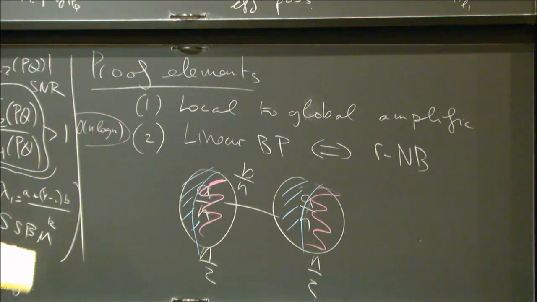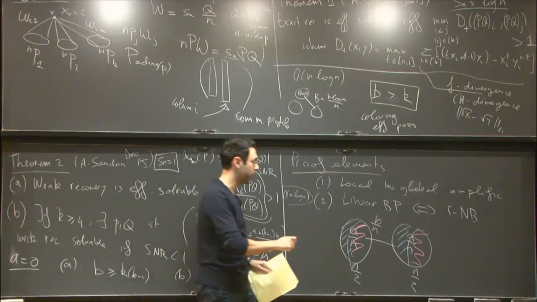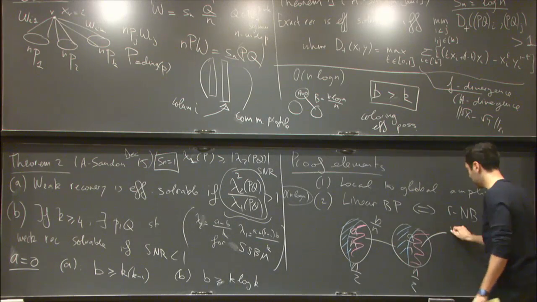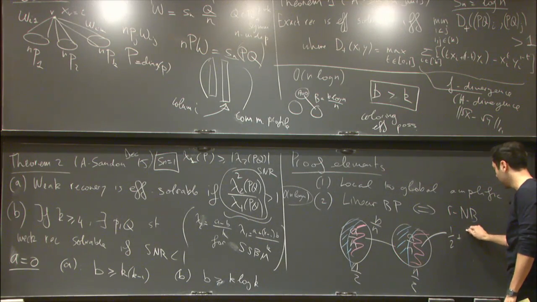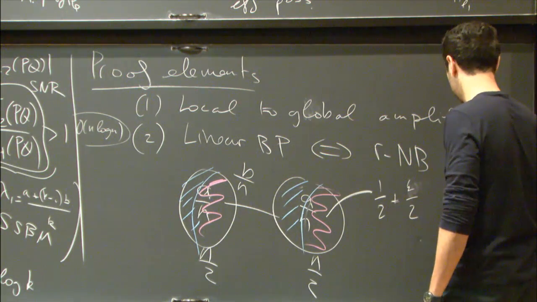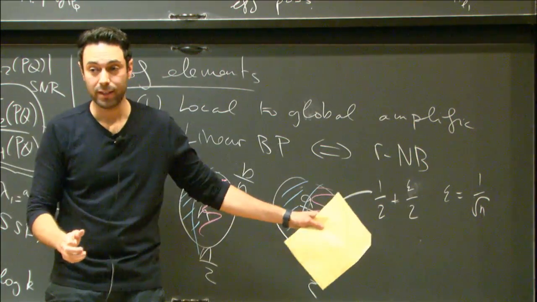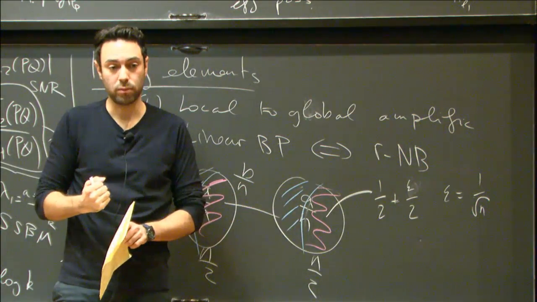So in other words, you can do a simple coupling argument. You could basically work with the same model where every node has a guess which is not half, which is half plus epsilon. You basically have a bias of 1 over root n towards the true communities.